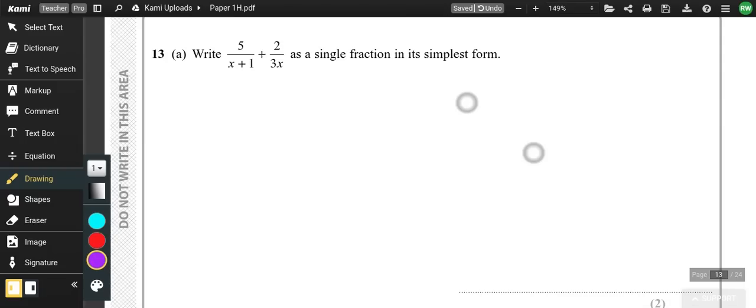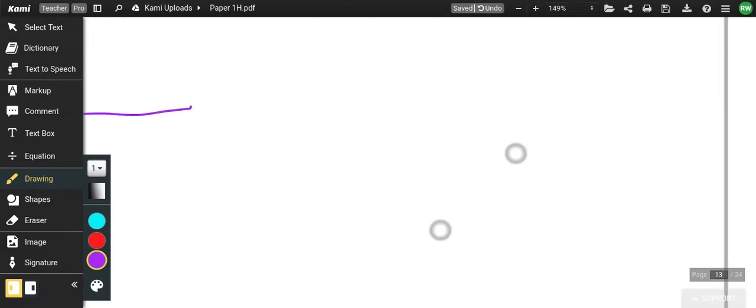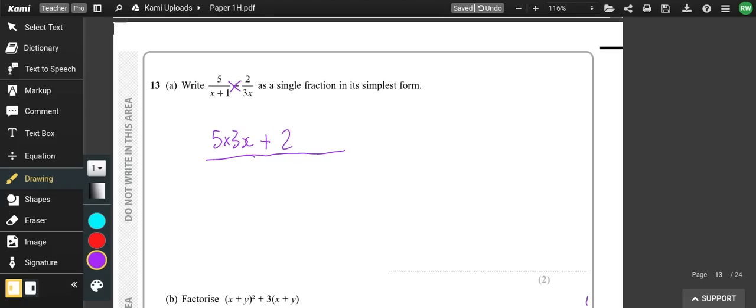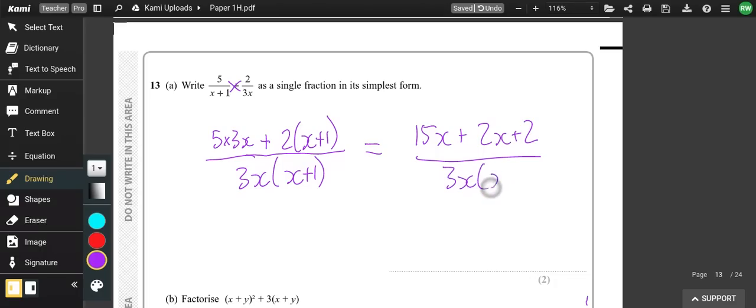Single fraction, so we cross multiply. 5 times 3x over, well, let's do it as a total one like that. 5 times 3x plus 2 lots of x plus 1 over 3x brackets x plus 1. So I've cross multiplied and done the common denominator by multiplying those. Got 15x plus 2x plus 2 over that common denominator. And we can collect them together to get 17x plus 2 over 3x brackets x plus 1.